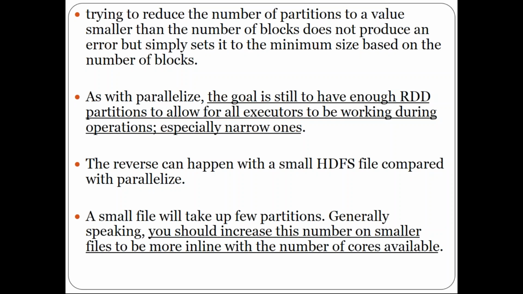Okay, that's what I told you, the above statement. Trying to reduce the number of partitions to a value below the number of blocks will not give you an error. It will just limit to the minimum number of blocks. Now, a small file will take up few partitions. Generally speaking, you should increase this number on small files to be more in line with the number of cores available. This number of cores available will be aligned with the number of partitions your Spark RDD has taken. If it has taken 4 partitions, it will have 4 virtual cores available for it to process the work.